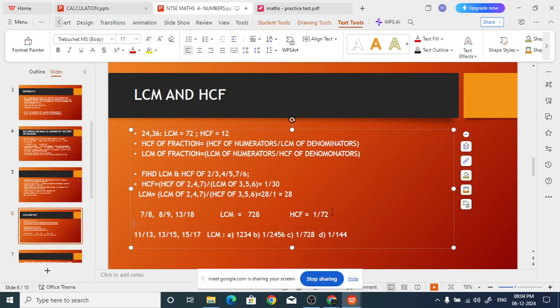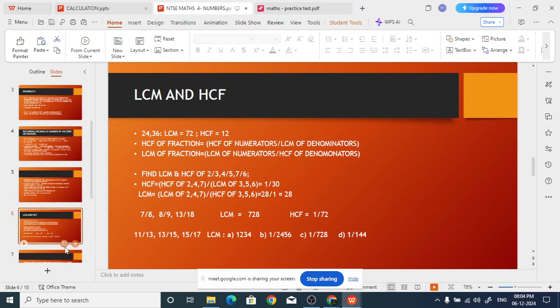I have given random numbers, maybe none of these will be correct actually. But suppose it is like this: 1234, because the LCM comes as a whole number. LCM comes as a whole number, HCF comes as 1 by something, some kind of a ratio. So if you keep a little bit of this kind of information, it will save a lot of your time when you are doing the exam.